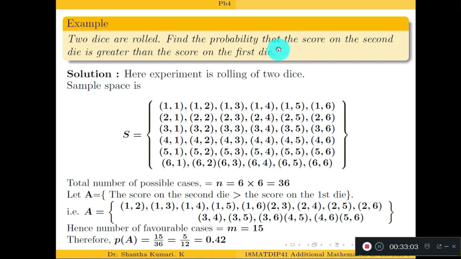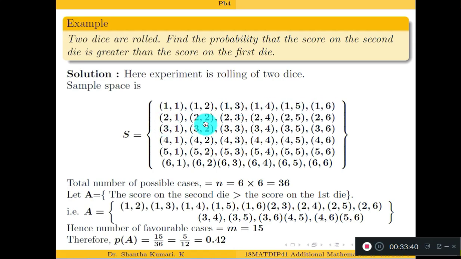Now what is your event? Find the probability that score on the second die is greater than score on the first die. That means the second entry in your outcome should be greater than the first entry. How many such outcomes are there? List them. So I have taken A equal to score on the second die greater than score on the first die. Start from 1 1, not possible because equal entries. 1 2 is okay, second entry is more than first entry. 1 3 is okay. 1 4, 1 5, 1 6 are okay.